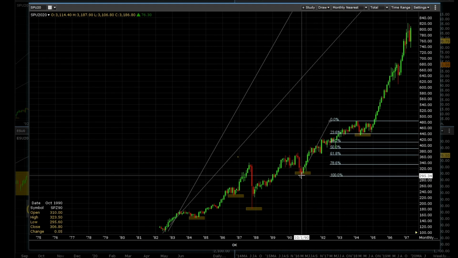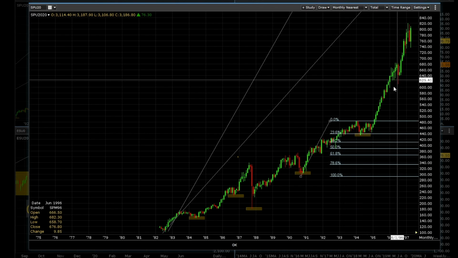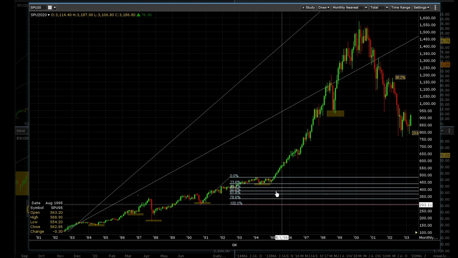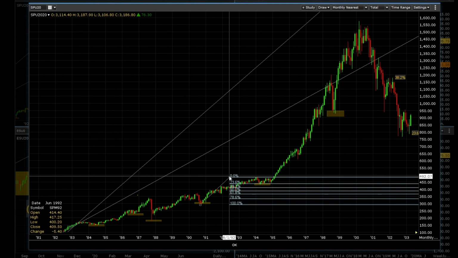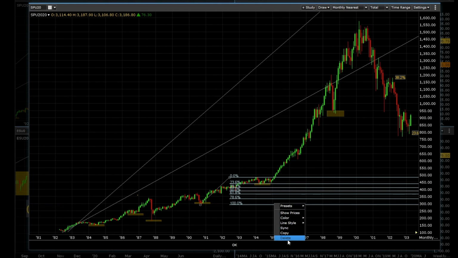Once again, 23% sets back, and the explosion continues. Now, as we go on, we can see here that, let's see, we'll just get rid of that.